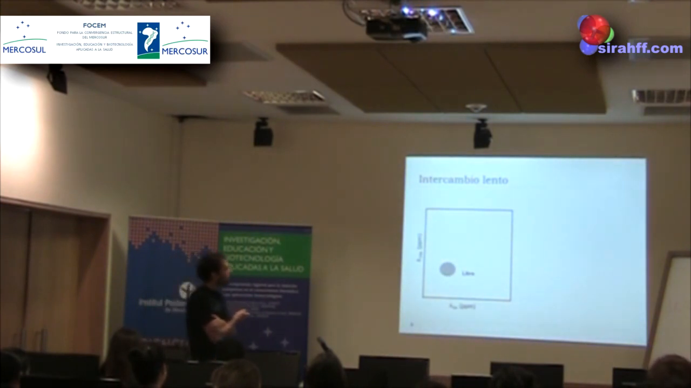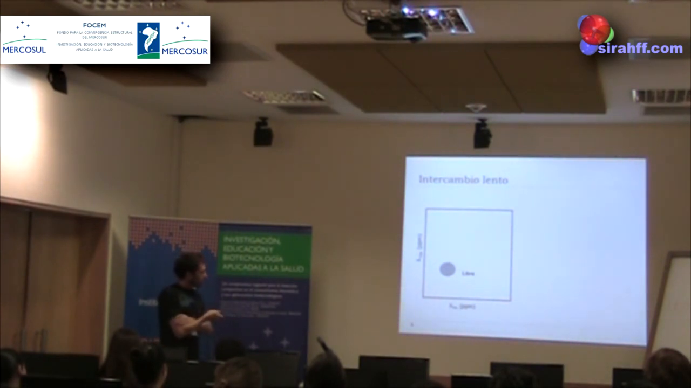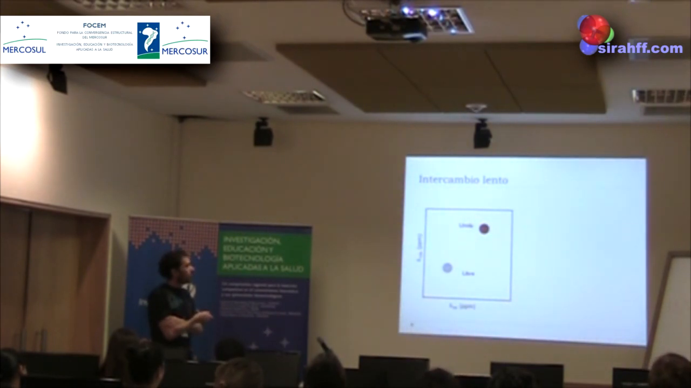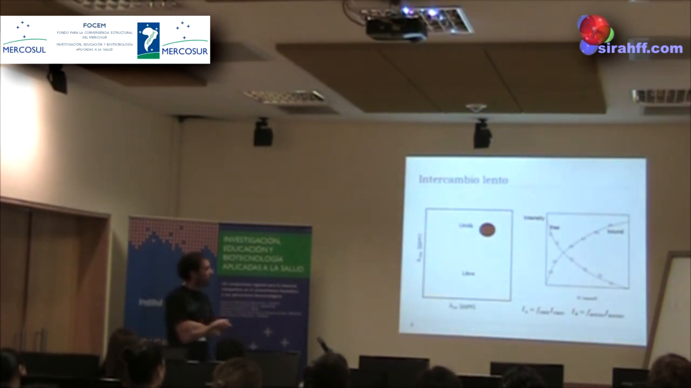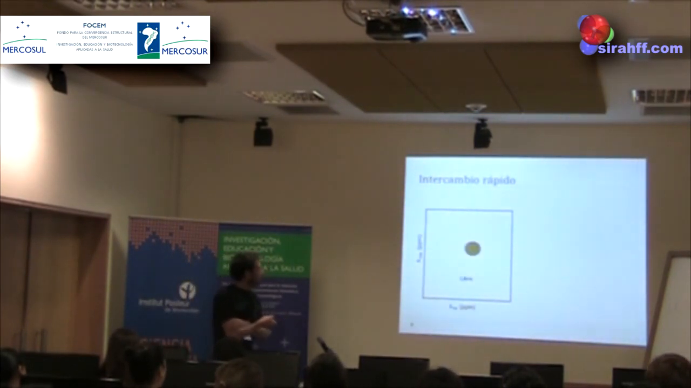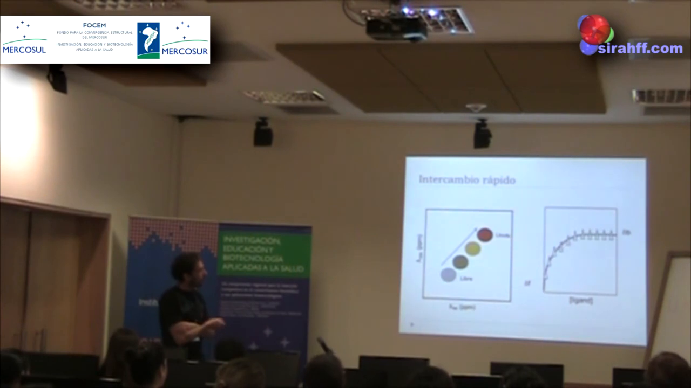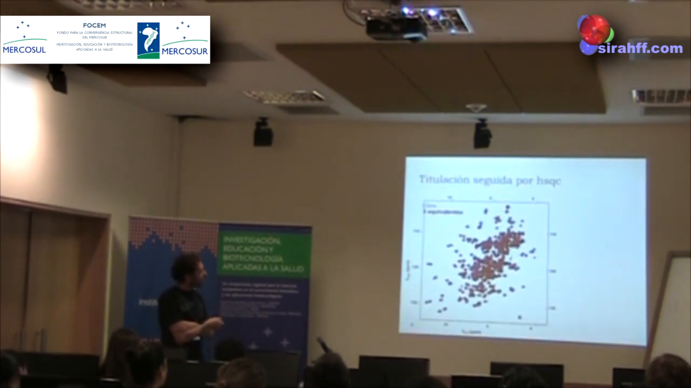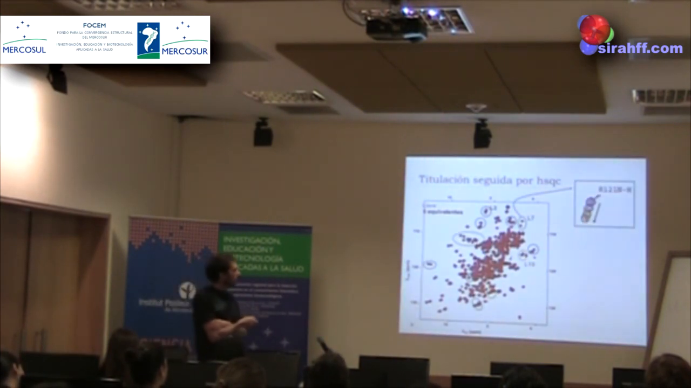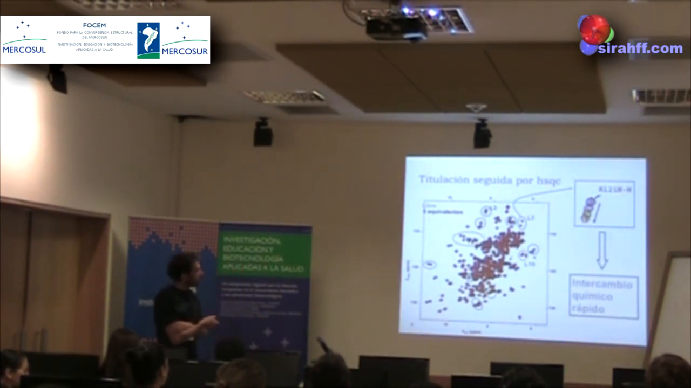When we are in the slow exchange regime, where we see the two things separately, as we add ligand, the signal from the free protein will disappear and the signal from the bound protein will appear. And we can get KDs from the plot of free versus bound. When we are in the fast exchange regime, we will see the signal move from the free to the bound position, and we can get KDs from that too. This is an actual experiment where we can see several signals that shift upon addition of a ligand, and they shift continuously, which means we are in fast exchange.